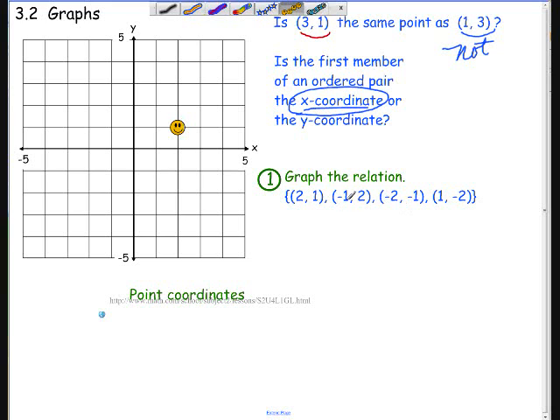And then back 1, up 2. And then back 2, down 1. And to the right 1, and down 2. That's an interesting graph. It looks kind of like a square. I mean, at least I've got the corners. I think I've got the corners of a square here.